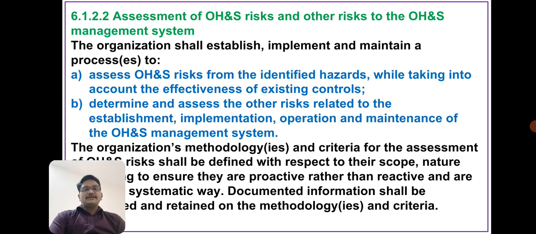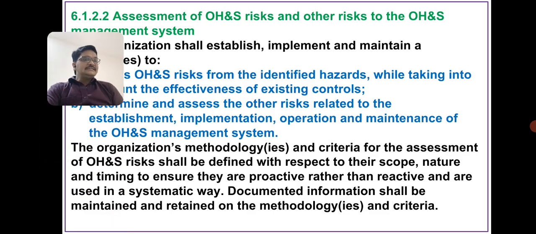Now, the next subclause is 6.1.2.2, that is assessment of OHS risks and other risks to the OHS management system. The organization shall establish, implement, and maintain a process to assess OHS risks from identified hazards and to determine and assess other risks related to the establishment, implementation, operation, and maintenance of the OHS management system.